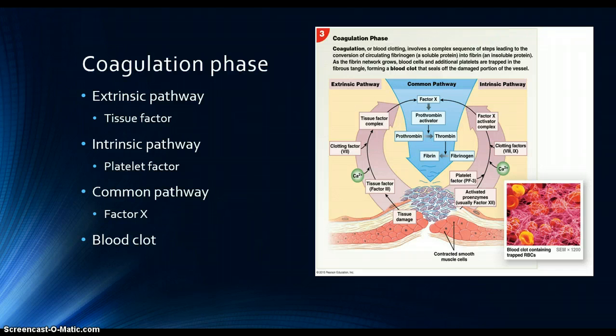Take a look at the photomicrograph in the lower right-hand corner. Notice all of the fibers running across there. That's the fibrin. Notice also that you have red blood cells in there and we have platelets in there. So our blood clot is made up of fibrin, red blood cells, and platelets.